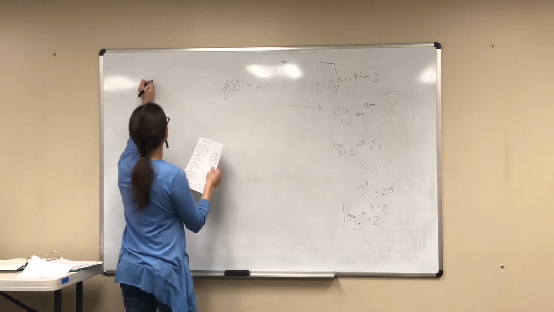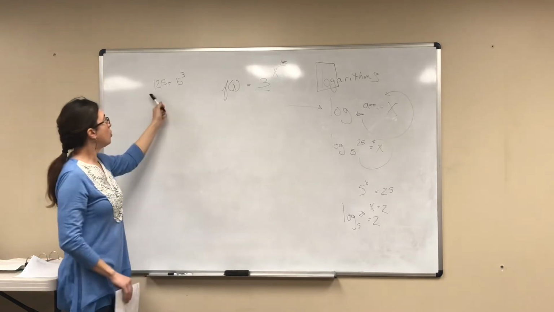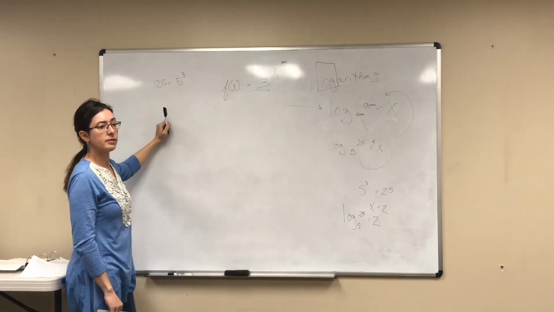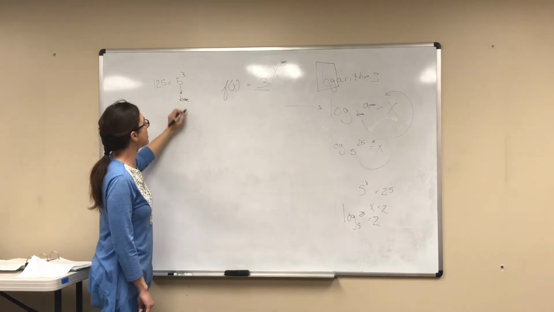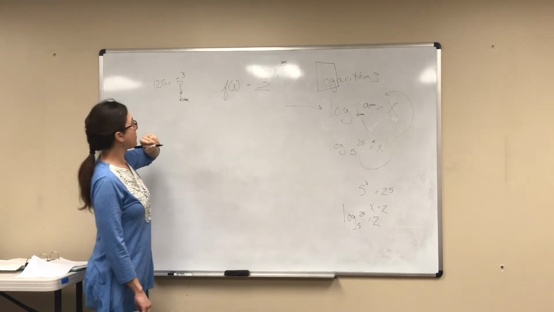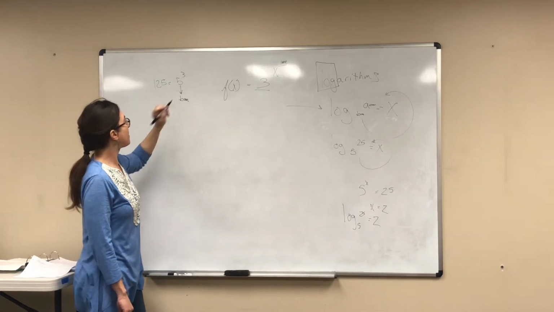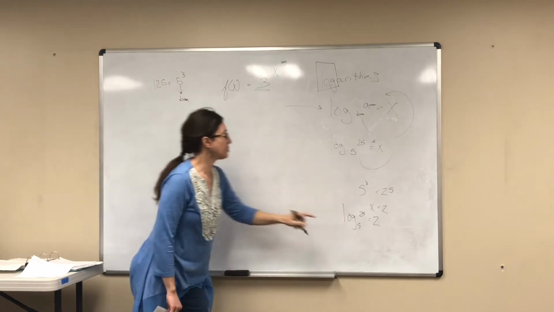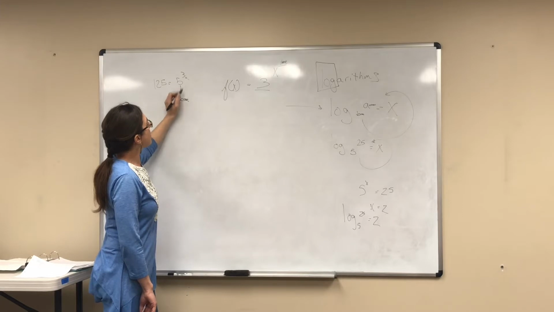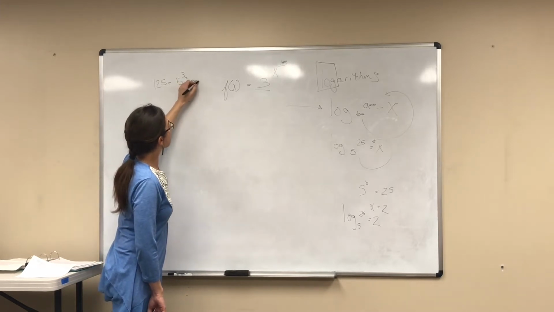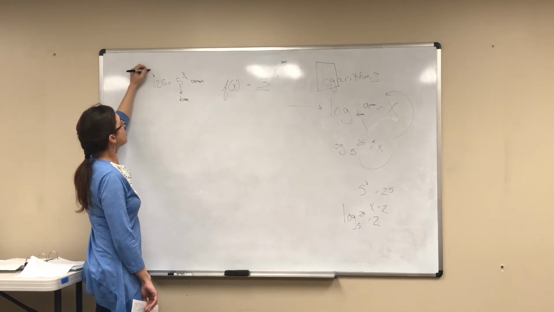Let's look at this one. If I have 125 equals 5 to the third, which number is my base? 5. So this is my b. That's my base, right? If my exponent is 3, my answer is 125, right?